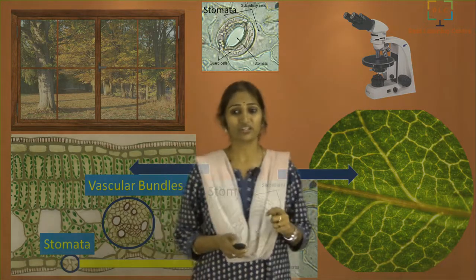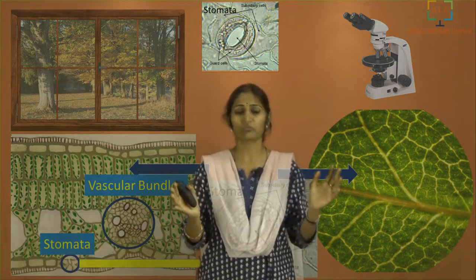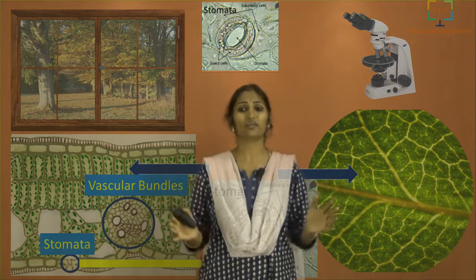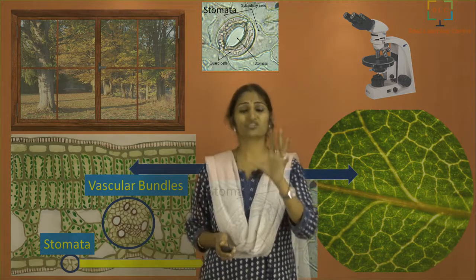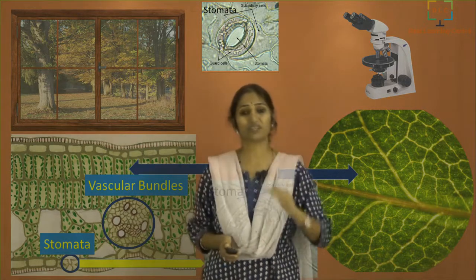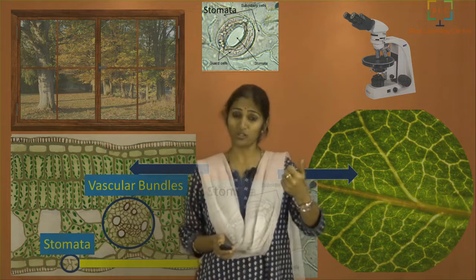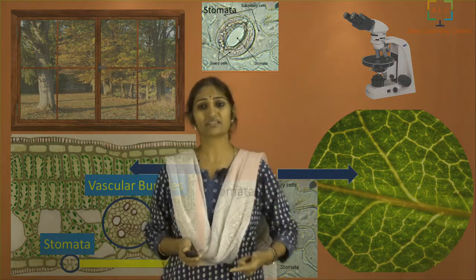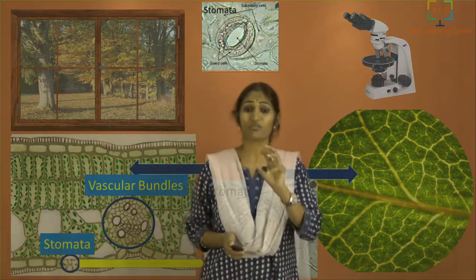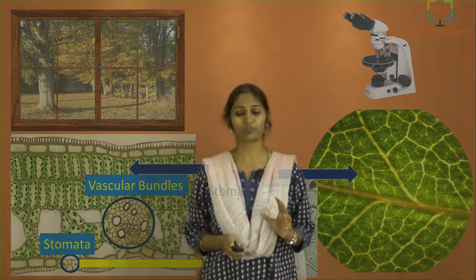You can see that these are small openings which can close or open. So the stomata is nothing but the openings that you see on the lower surface of the leaf, which have the ability to open or close. We will try to understand the importance of the vascular bundles and stomata in a short while.